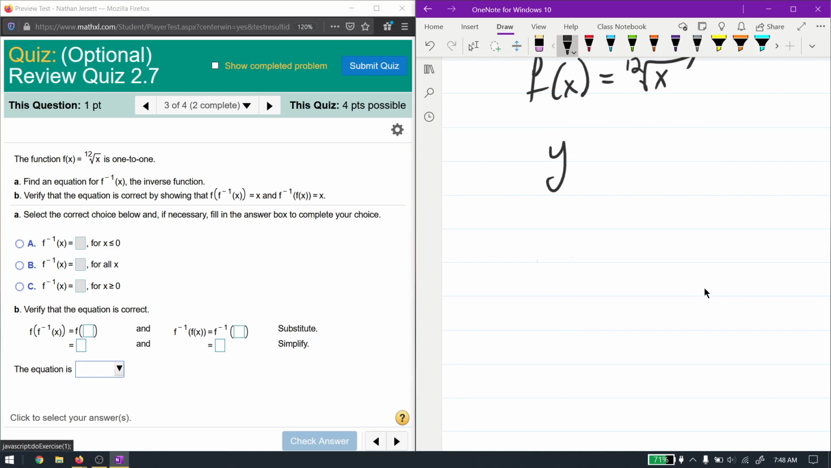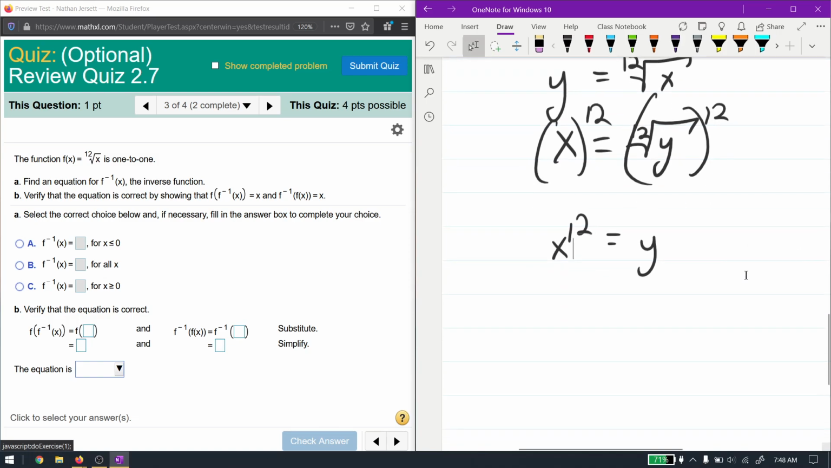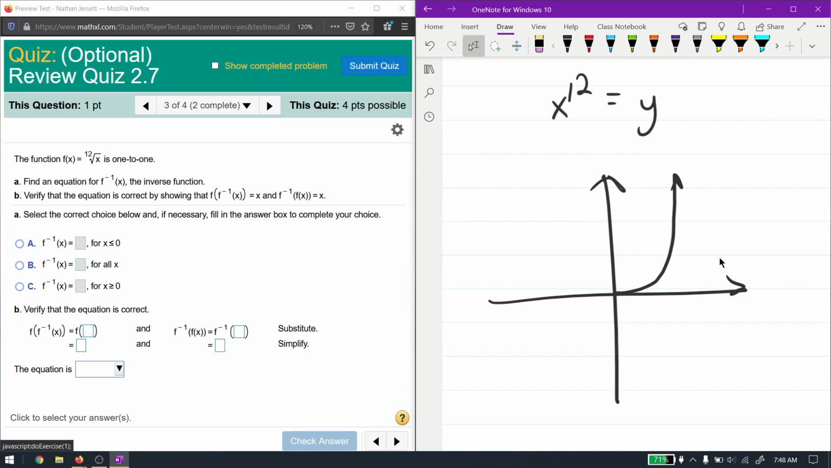Once again, change that to y and flip x and y. So x equals the 12th root of y. And then all we have to do is take the 12th power. Now this is interesting, because x to the 12th looks something like this. It's not exactly the same thing, but the general shape is right there. And this does not pass the horizontal line test. Therefore, this is not 1-to-1, and therefore it does not have an inverse.